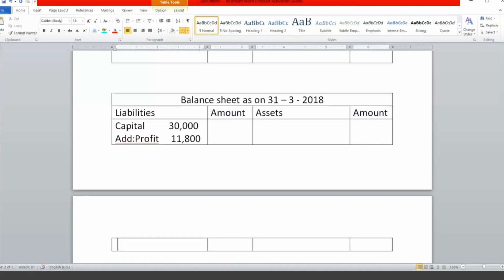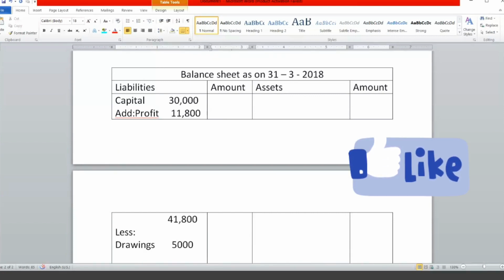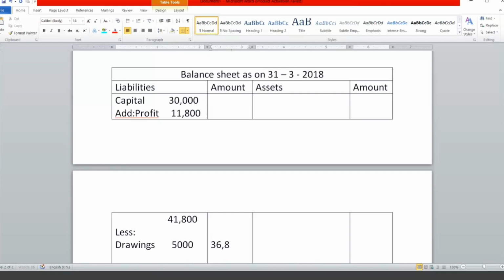Now do the total. How much will you get? When you add it, 30,000 plus 11,800, it will be 41,800. Next, from this you have to subtract drawings. Less drawings. What is the amount of drawings given in the question? Drawings is 5,000. 41,800 minus 5,000. How much will you get? It will be 36,800. The balancing figure is 36,800.